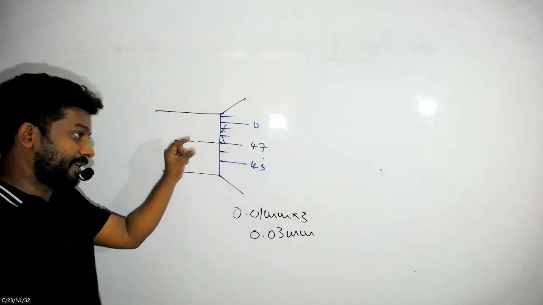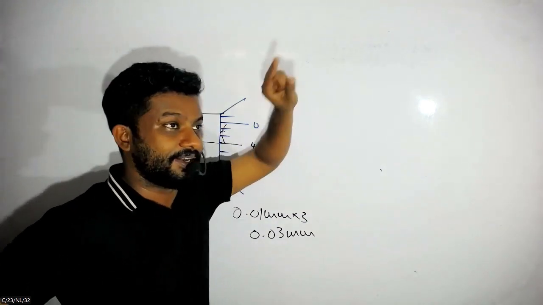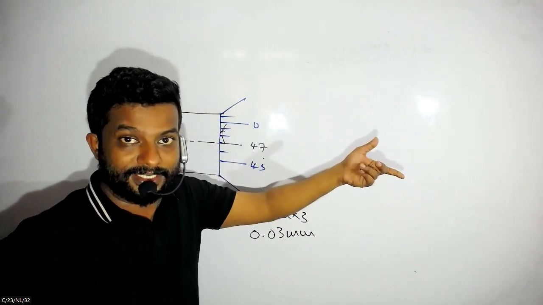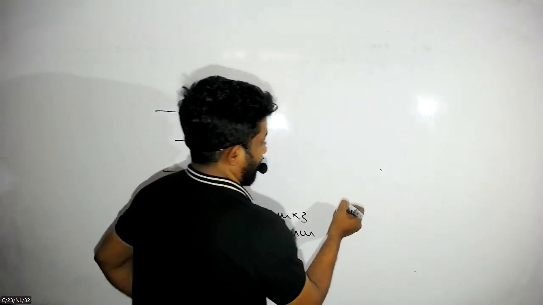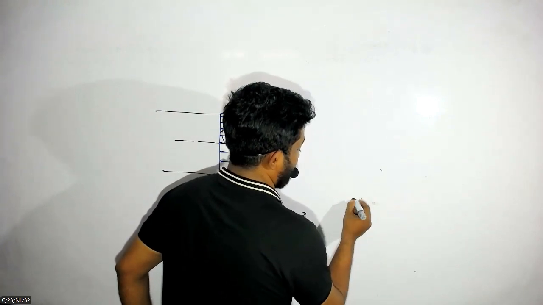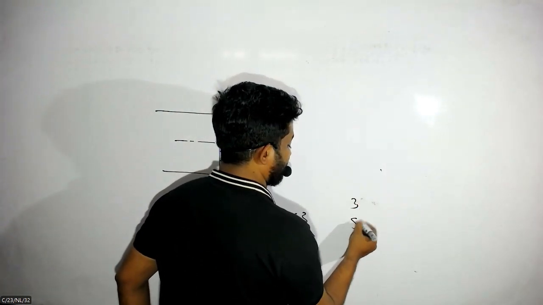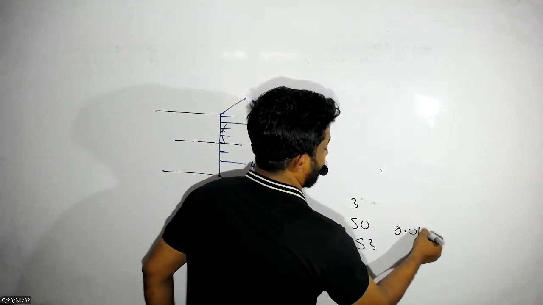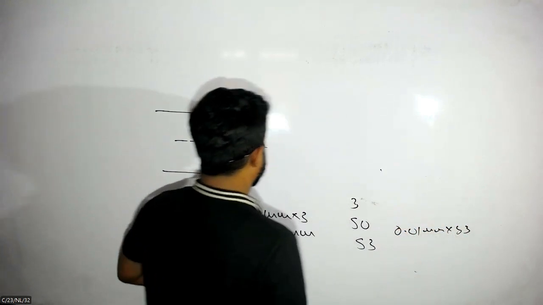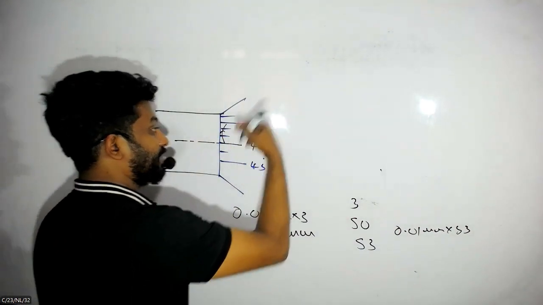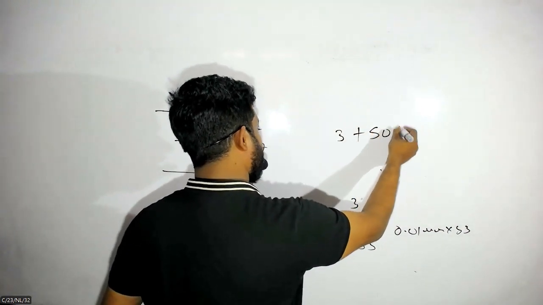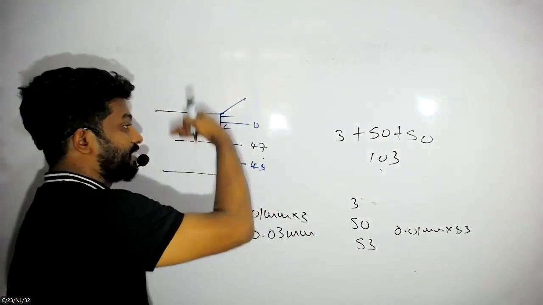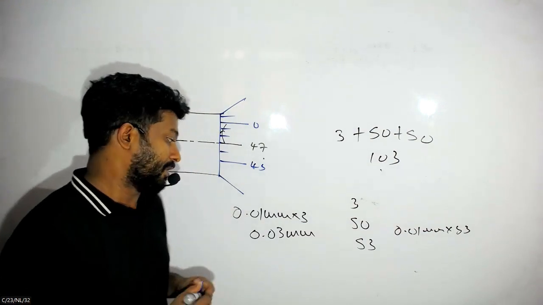That is, this circular scale can be rotated 3 divisions and another 1 revolution. 3 divisions is 3, and another 1 revolution is 50, so 53 divisions, which is 0.01 millimeter into 53. Or it can be 3 divisions and another 2 revolutions, which is 3 plus 50 plus 50, that is 103 divisions. In such situations too, the zero can completely disappear. Therefore, these can be the answers.